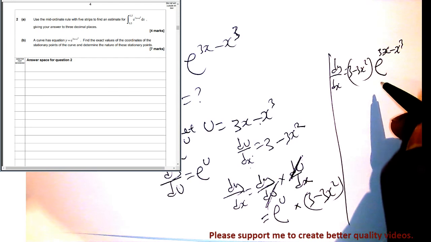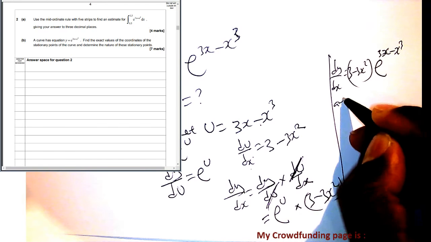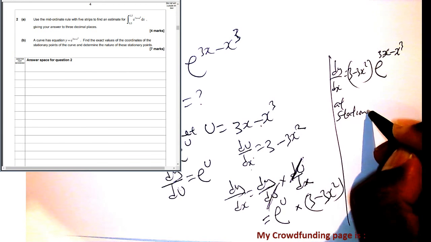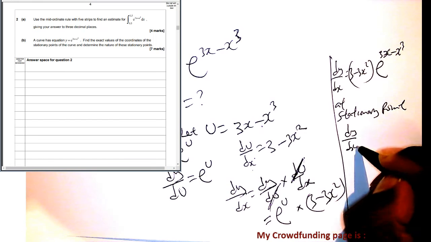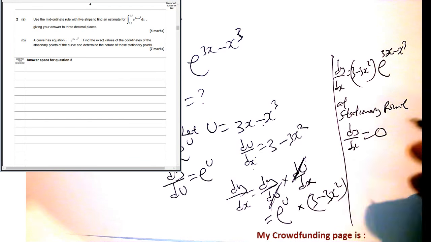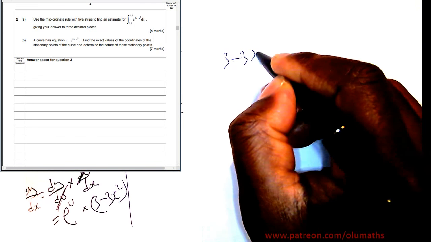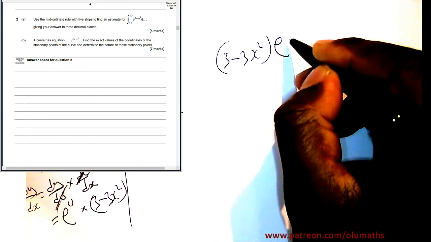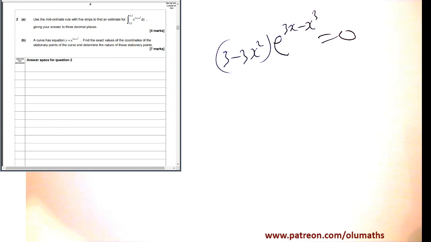And of course, we need to therefore equate this to 0. So, at stationary point, dy over dx equals 0. And therefore, we go on to write 3 minus 3x squared times e to the 3x minus x cubed must be equal to 0. We want to find x.